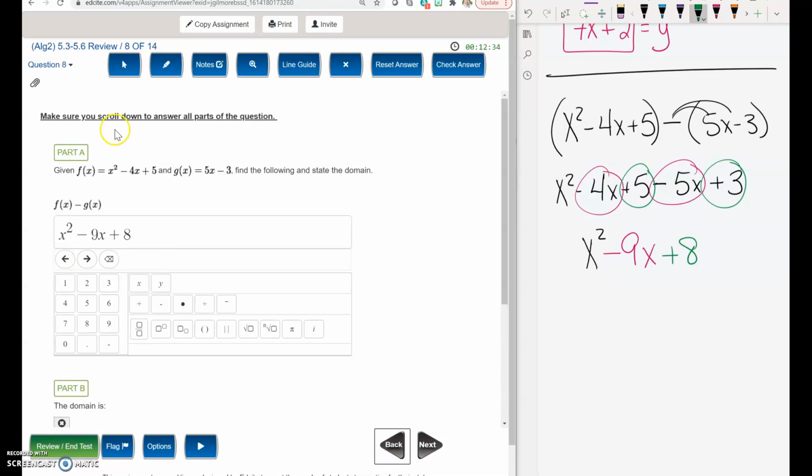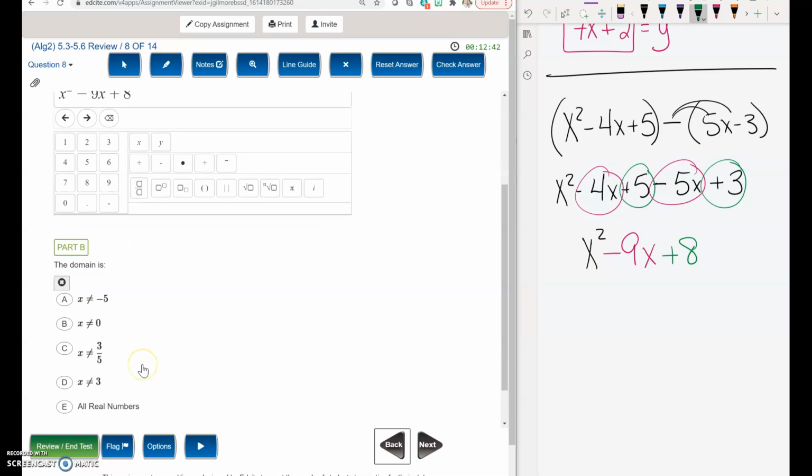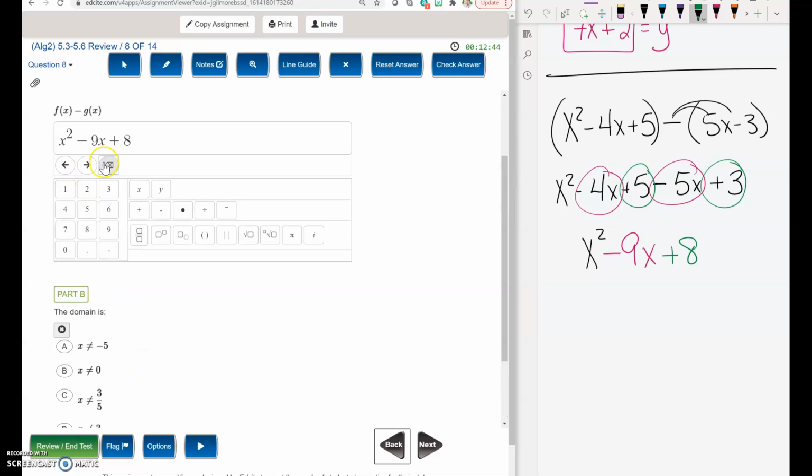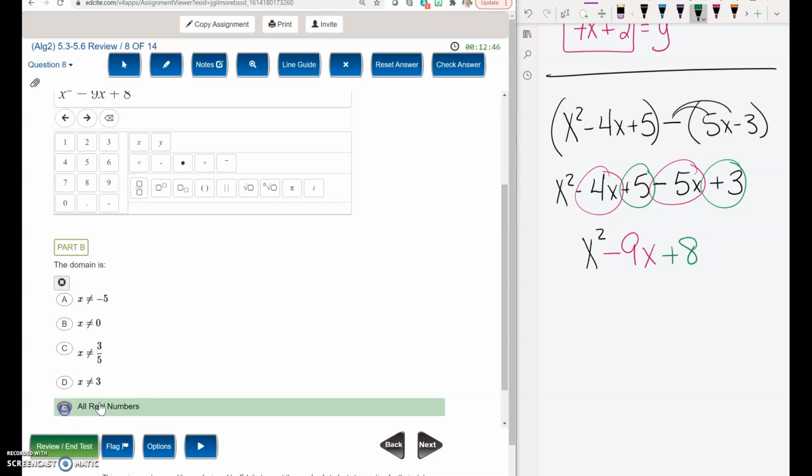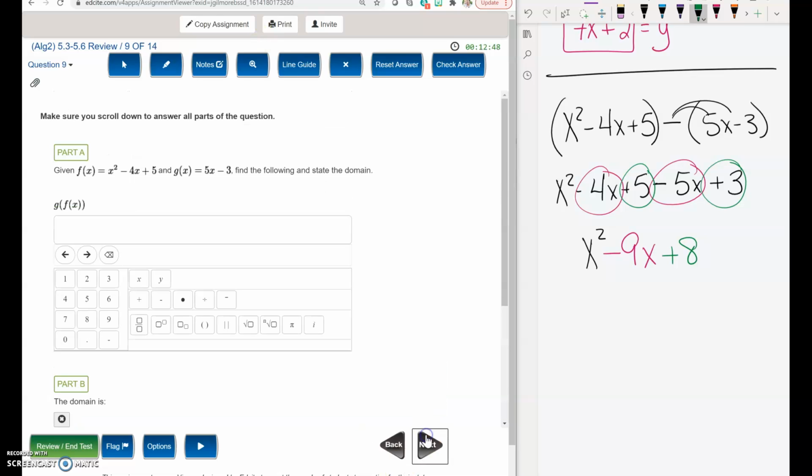Notice this says part A, and above it says make sure you scroll down to answer all parts of the question. Don't forget about part B. Part B is state the domain. This one is all real numbers. There's nothing weird here. This one's going to be all real numbers.